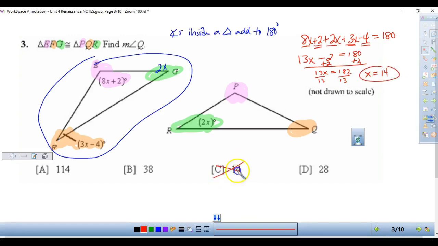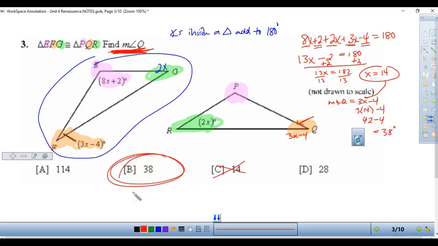So, be careful. It didn't ask me to find x, so once angle Q. Angle Q is blank here, but it matches angle F, so I can take that information, 3x minus 4, and put it in there. So the measure of angle Q equals 3x minus 4, and I can plug my x in. So 3 times 14 minus 4. So that'd be 42 minus 4. So it's going to be 38 degrees. So the measure of angle Q is 38 degrees.